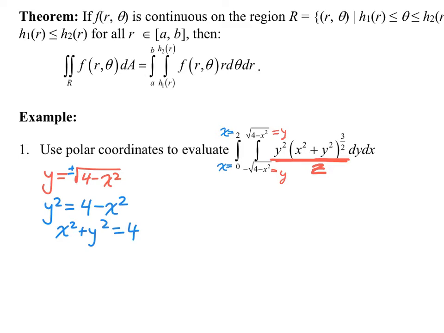I want to represent that in polar form. Well, we have a relationship that tells us that x squared plus y squared is equal to r squared. So r squared is equal to 4, which means r is equal to 2. All right. It's a circle with radius of 2.